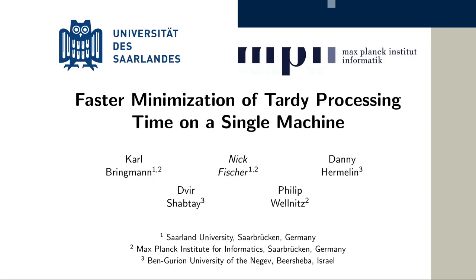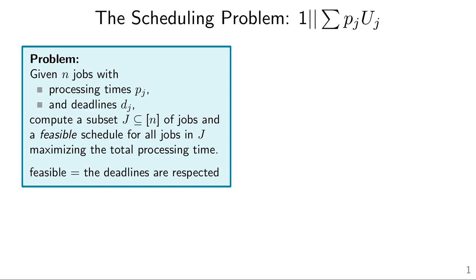In our work, we study the following very fundamental scheduling problem. You are given n jobs with processing times p_j and deadlines d_j, and your task is to compute a subset J of all jobs, along with a feasible schedule for the jobs in J. Here, feasible means that you have to respect the deadlines. Now, this is an optimization problem, and the objective is to maximize the total processing time of all jobs in J.